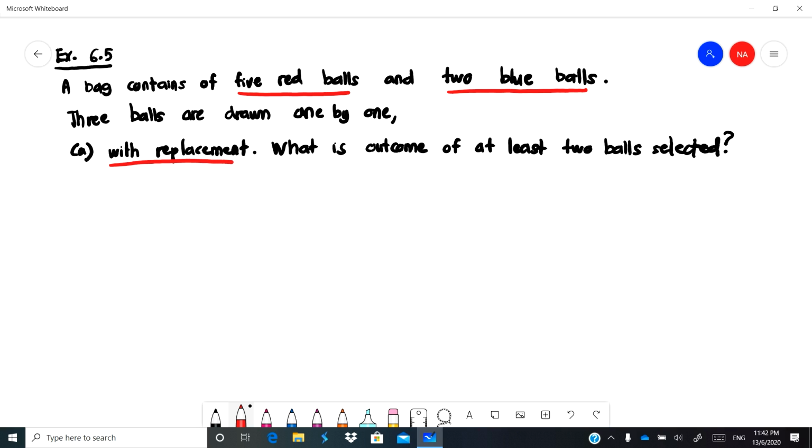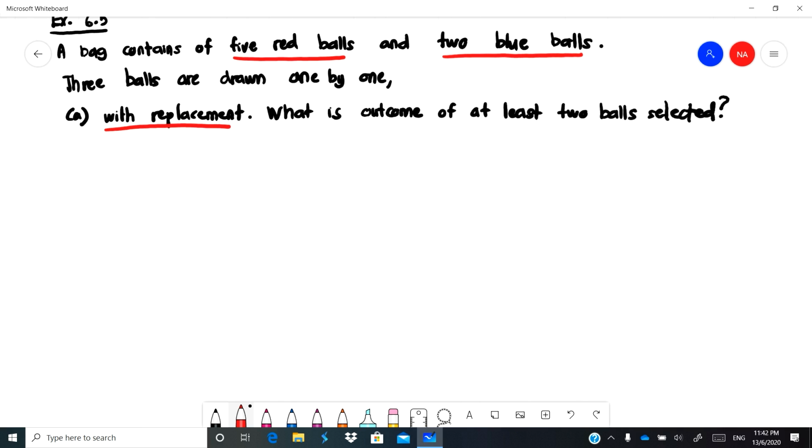If it is with replacement, meaning that if we draw the ball, we note the color and we put the ball back, and then we draw another ball and we get another color, or if it is the same color, it will be okay. So just note that, that's the meaning of with replacement. We take the ball out and then we put it back. So what will be the outcome of getting at least 2 balls selected?